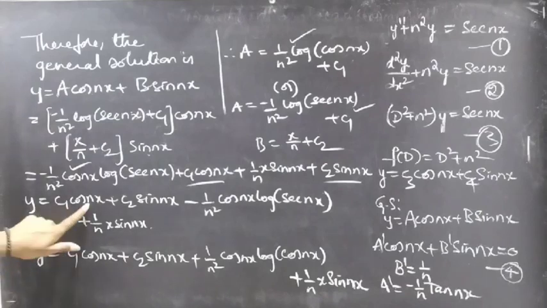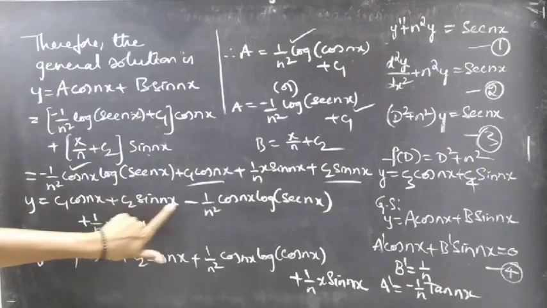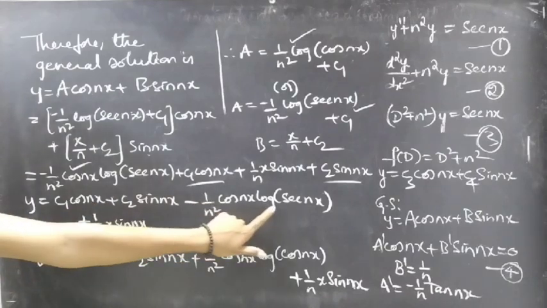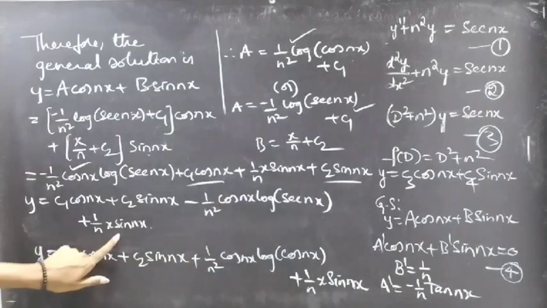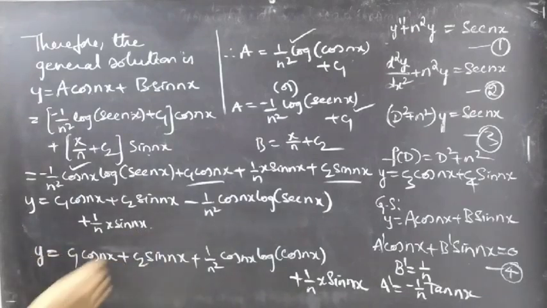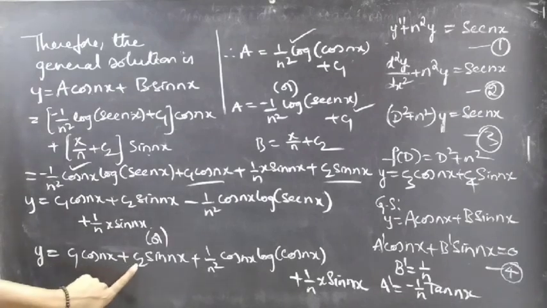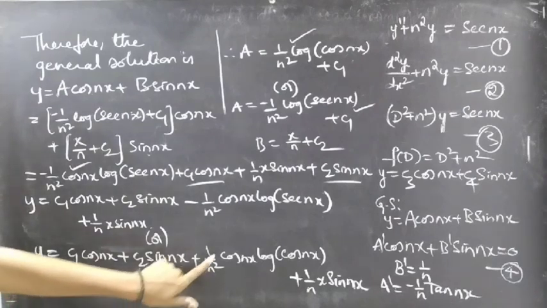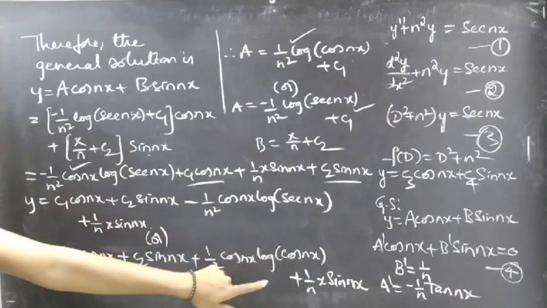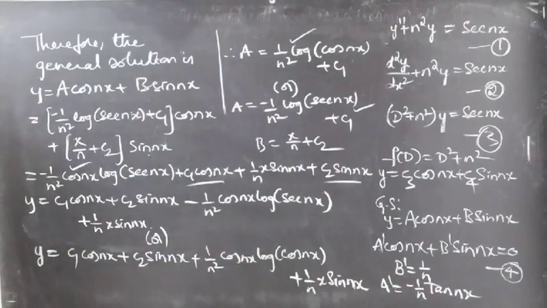Therefore, y equal to c1 cos nx plus c2 sin nx minus 1 by n square cos nx log of secant nx plus 1 by n x sin nx, or y equal to c1 cos nx plus c2 sin nx plus 1 by n square cos nx log of cos nx plus 1 by n x sin nx. Okay, this completes the problem.